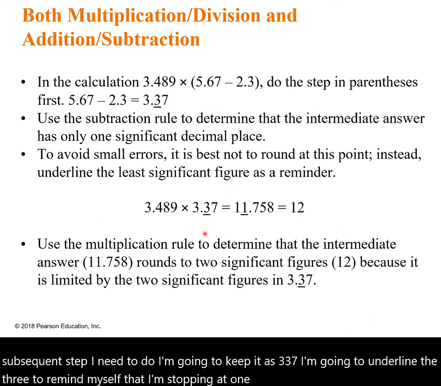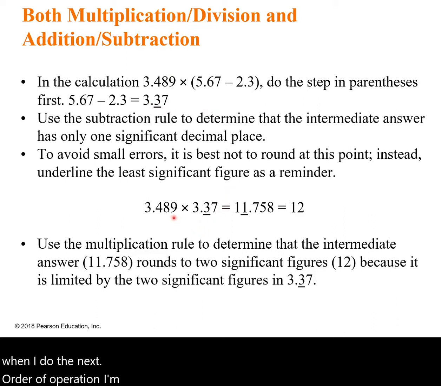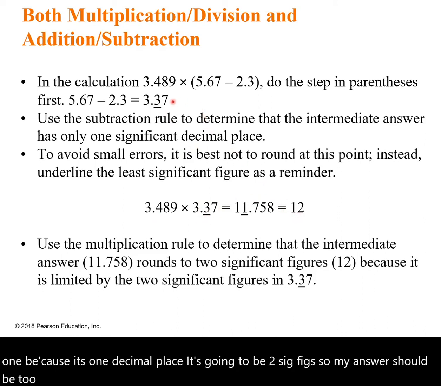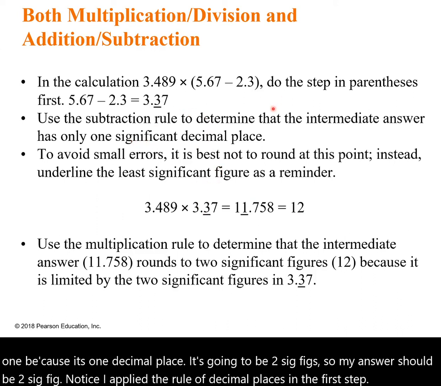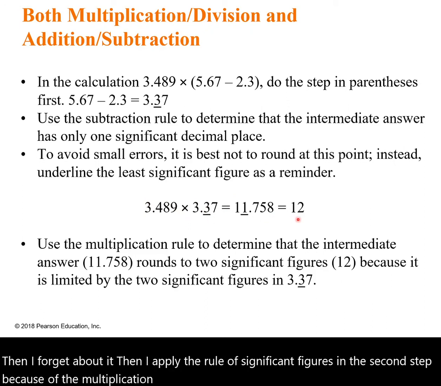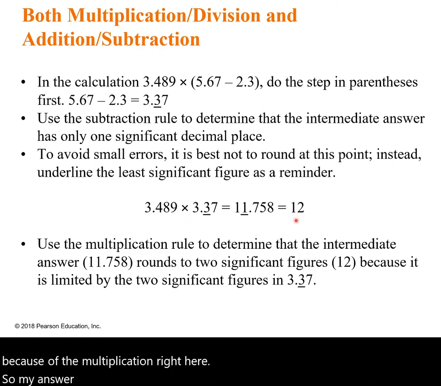So when I do the next order of operation, I'm going to multiply the two. This one has 4 sig figs, and this one, because it's one decimal place, is going to be 2 sig figs. So my answer should be 2 sig figs. Notice I applied the rule of decimal places in the first step, then I forget about it. Then I apply the rule of significant figures in the second step because of the multiplication right here. So my answer would be 12.